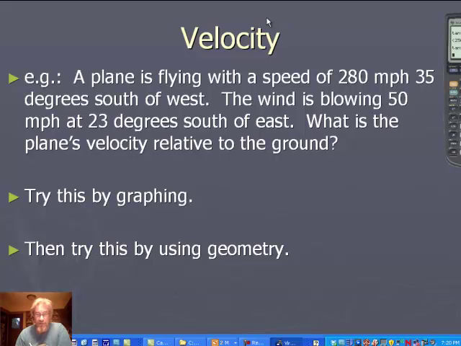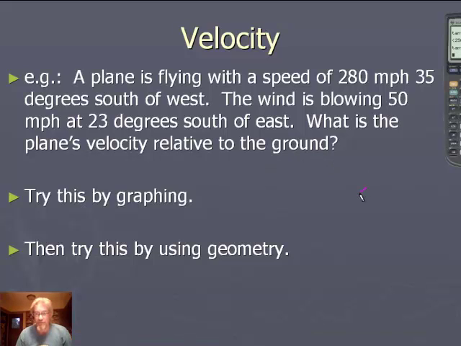Well, you can try this by graphing. One way you can do it is just get a protractor, get a ruler, and very carefully draw these vectors. Draw this one that's southwest, like that, and then the other one is a little bit shorter, and it's southeast, and then just draw and measure that vector that goes from the tail of the first to the tip of the second one. So that's one thing you can do, and you should give that a try. So stop the video, grab yourself a protractor and a ruler, and draw this and see what you come up with.